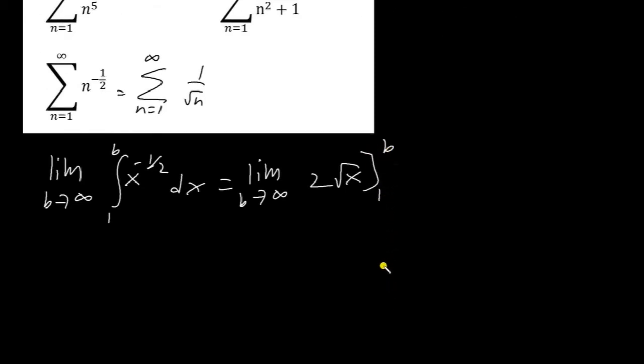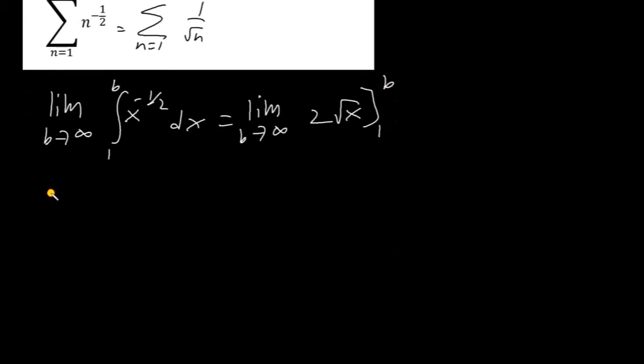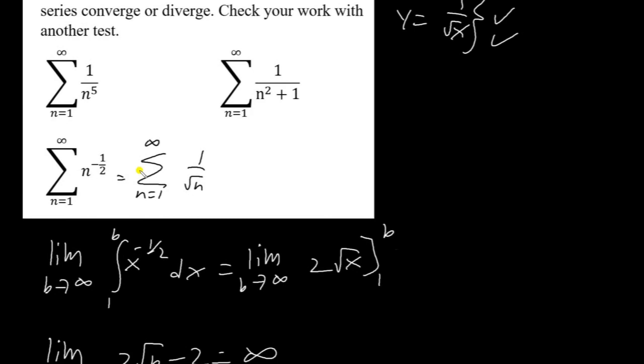Now if we plug in our values, it's going to get us 2 square root of b minus 2 square root of 1. If we put in larger and larger numbers, this is going to grow and grow and grow forever. So this limit is equal to infinity. So we have said, okay, this integral diverges. So that means that the series diverges as well.